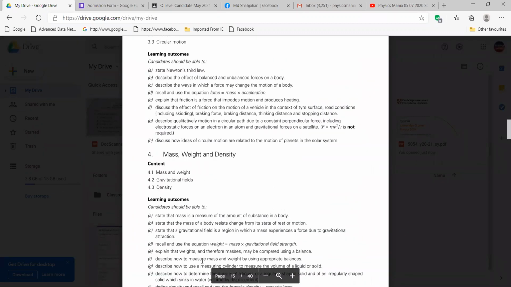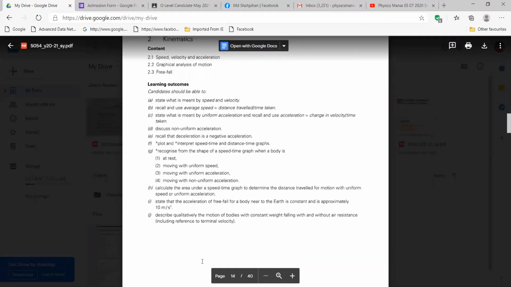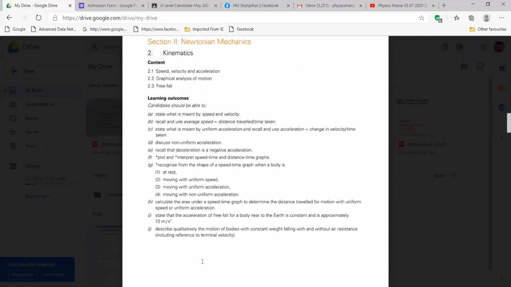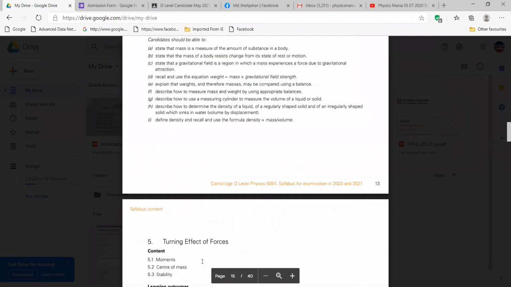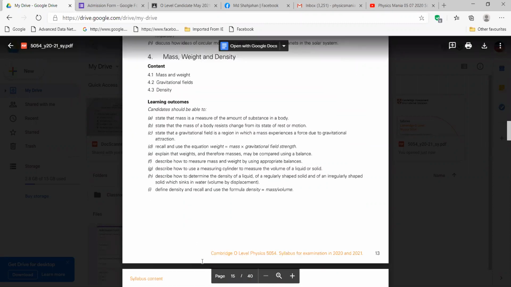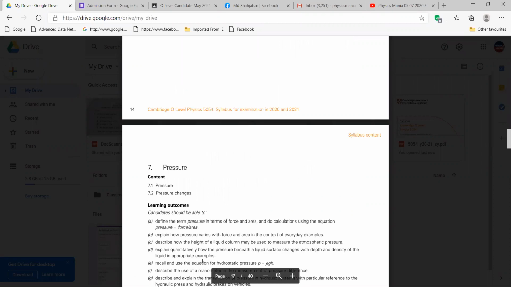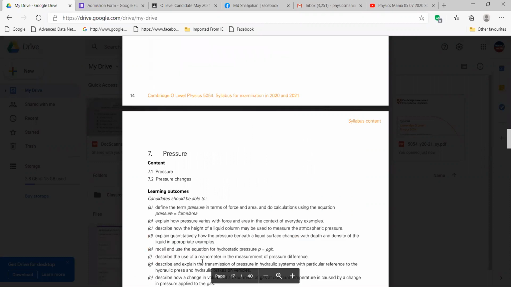Kinematics and dynamics will go together. There will be a single worksheet combined on these 2 topics. Okay, and the notes also you will get on these 2 topics together. And afterwards, in a similar way, 4 and 5, these 2 we will get together. Finally 6 and 7, deformation and pressure, they will go together.